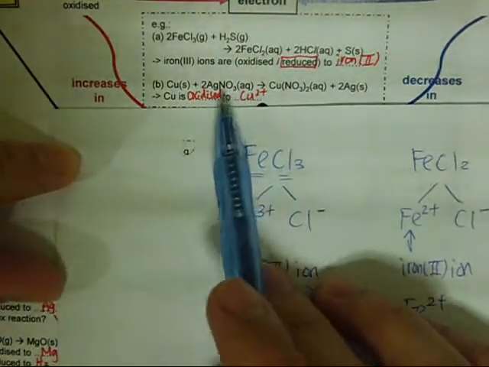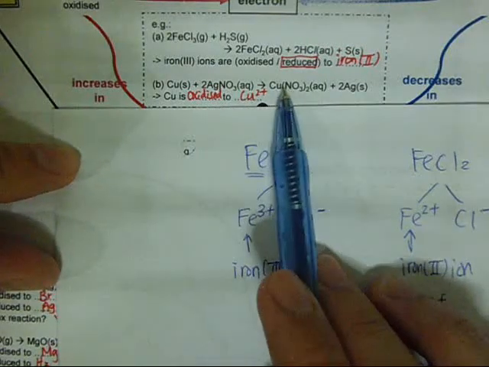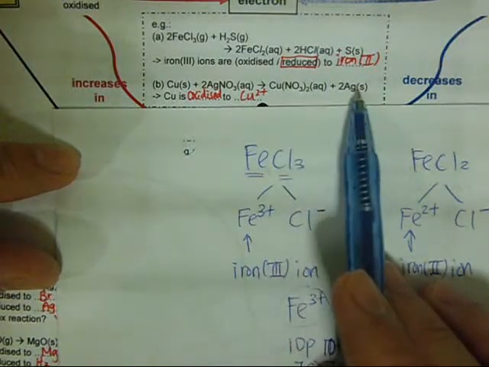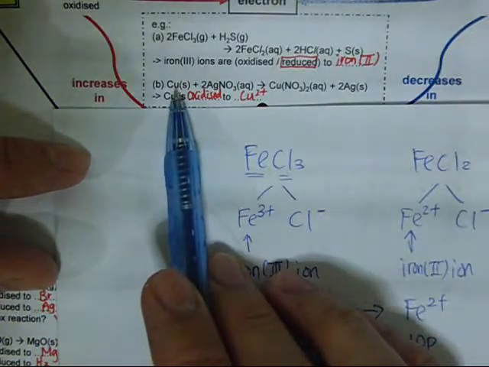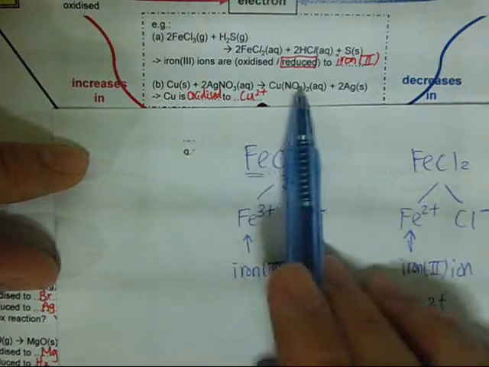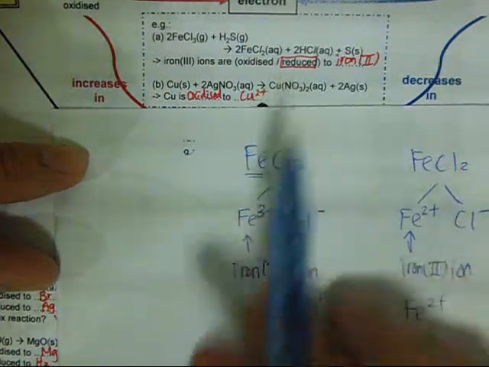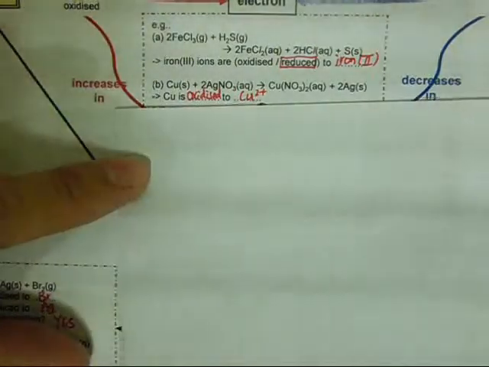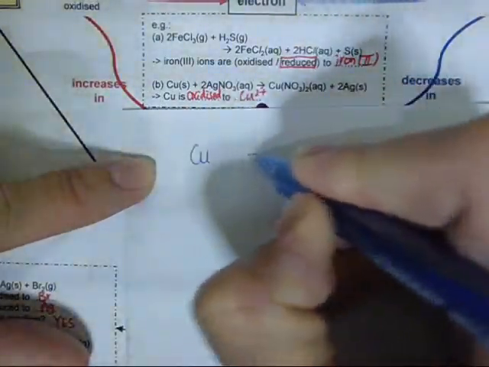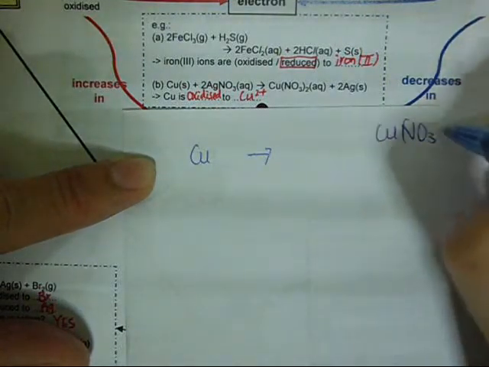Copper reacts with silver nitrate to form copper 2 nitrate and silver. Now let's look at copper. Copper is Cu, so copper becomes, this is not copper, this is actually copper 2 ions. Now let's look at this question. Copper becomes this one, copper 2 nitrate.